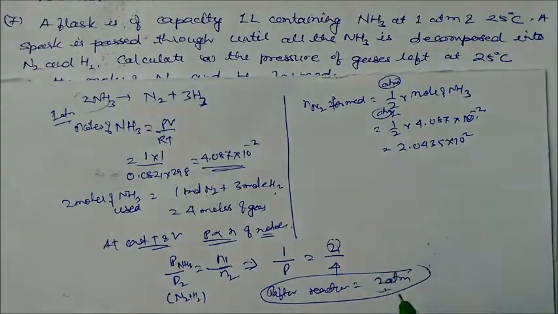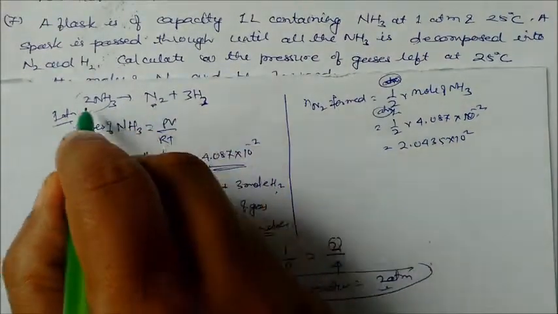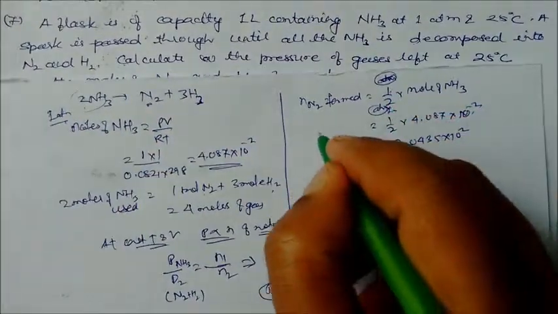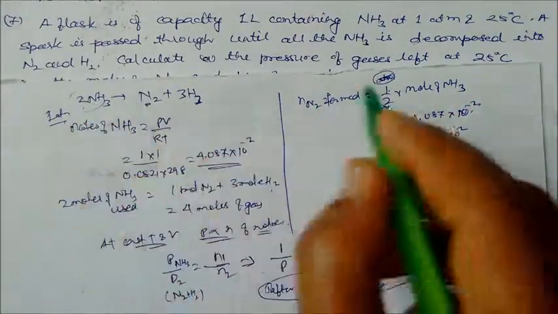No, it is not 1 by 2, sorry, this is not about the pressure. This is 1 mole of nitrogen and this is 2 moles of ammonia. So 1 mole by 2 moles, divided by the total moles of ammonia.